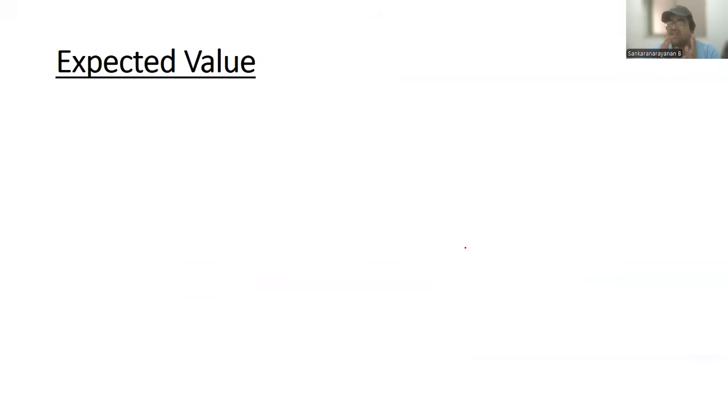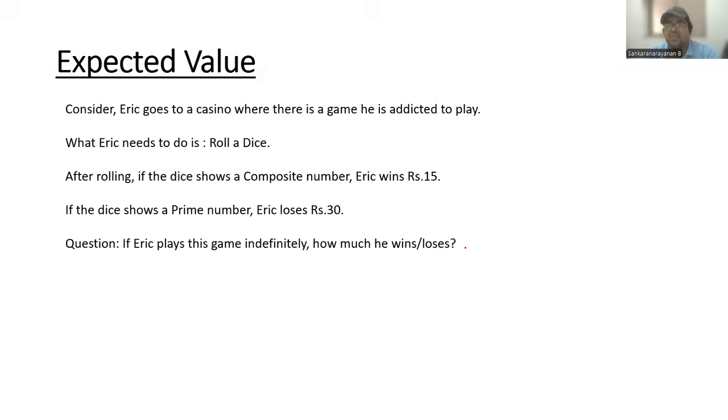See, this concept of expected value has something to do with gambling, the gambling events that happen in casinos and all. So just for your understanding of the calculations that you need to make, I'm explaining this concept. I'm going to present in front of you a small scenario. Consider a person by the name Eric. This guy goes to a casino where he is very fond of one particular game. That guy, Eric, is very much addicted to playing that game.